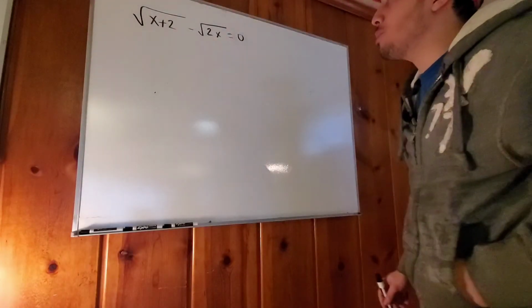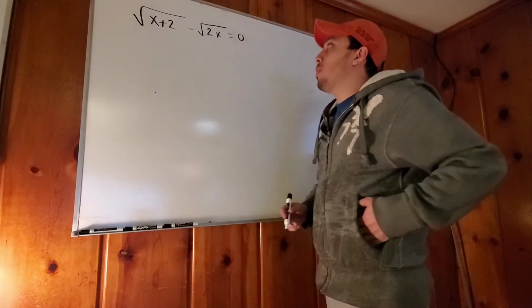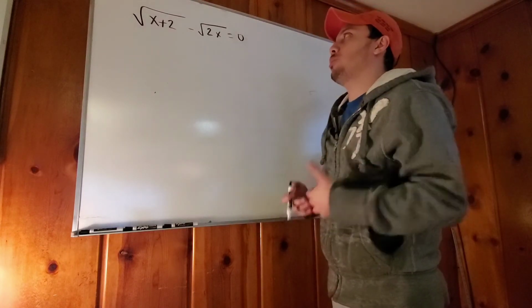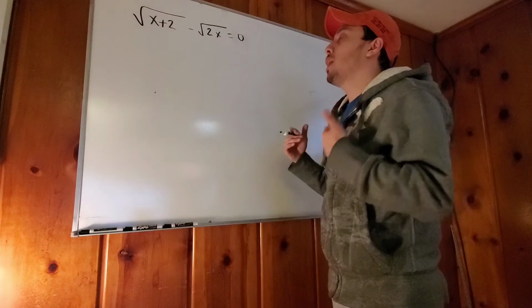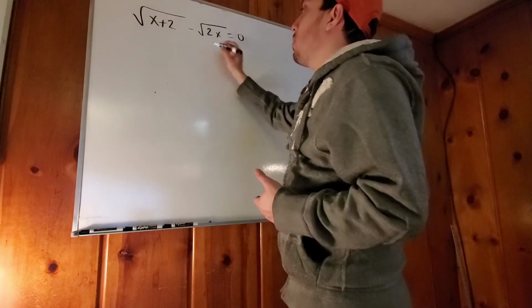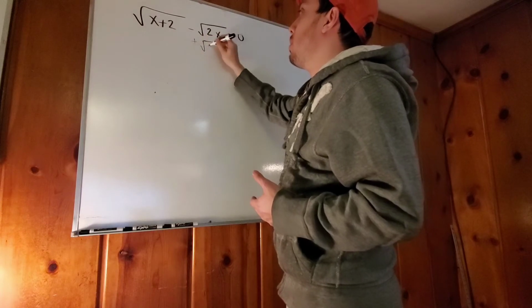So let's move on to the second part of example 3. Okay, so we have the square root of x plus 2 minus the square root of 2x equals 0. So in here, what we're going to do is move this square root of 2x over here by adding the square root of 2x on both sides.